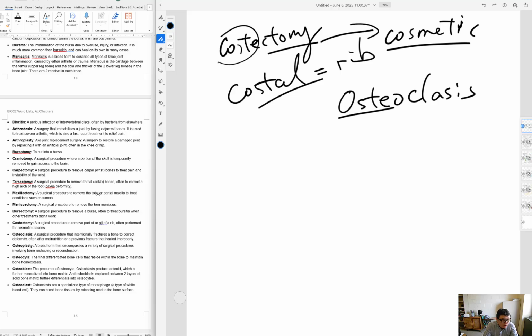Osteo, the bone. Clasts means bone break. Clasts means break. It means a surgery. It is a surgery to break the bone on purpose. Why would you need to break a bone on purpose?